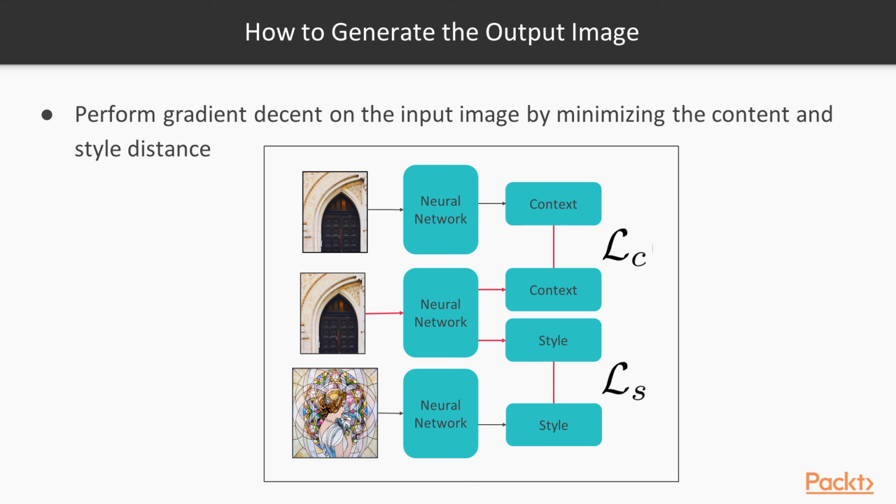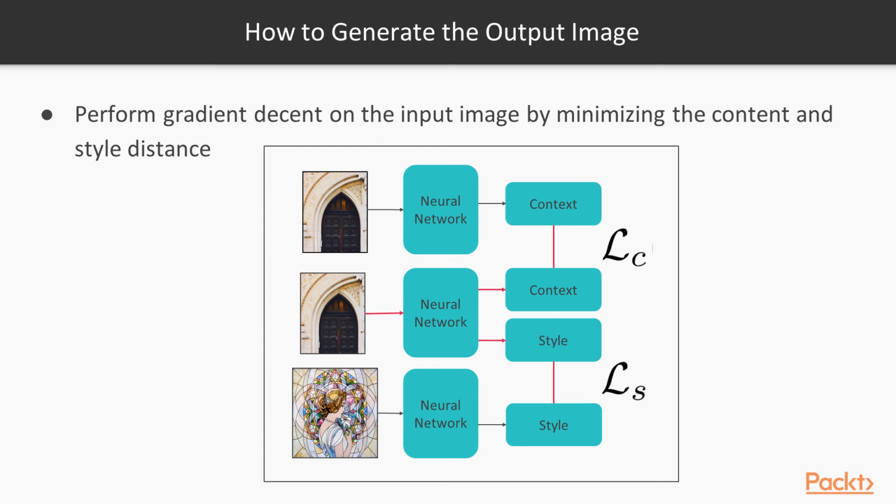Then we're going to perform gradient descent on the input image to update it such that its content is similar to the content of the content image, and its style is similar to the style of the style image. And that's all that's happening. So instead of optimizing the weights, we're going to optimize the input. We pass all the gradients back through the network to the input.